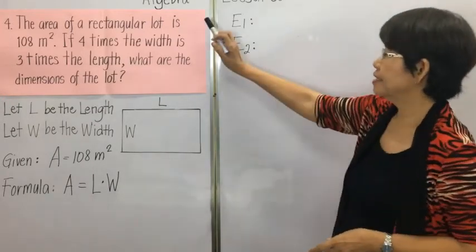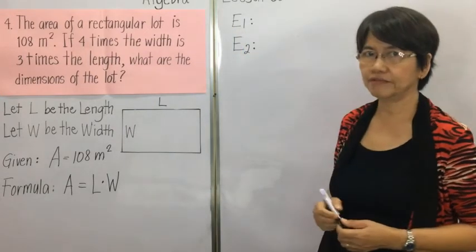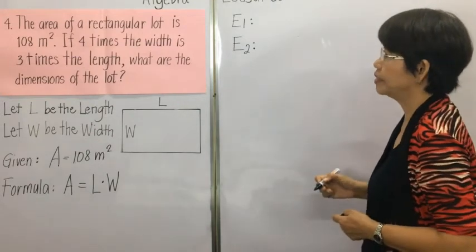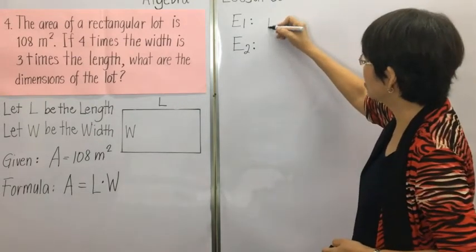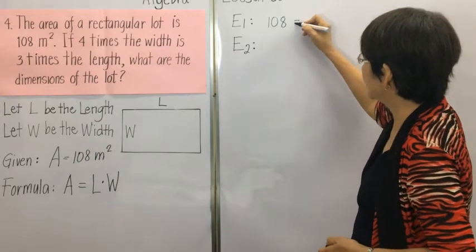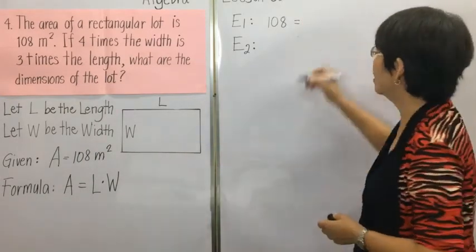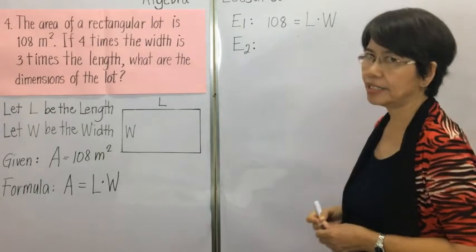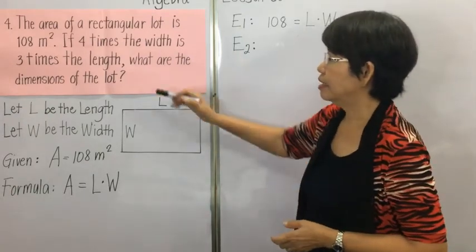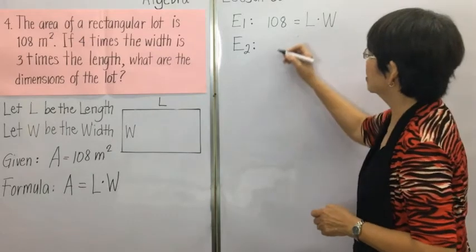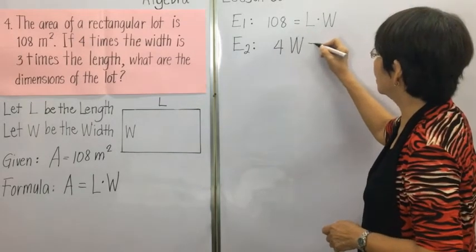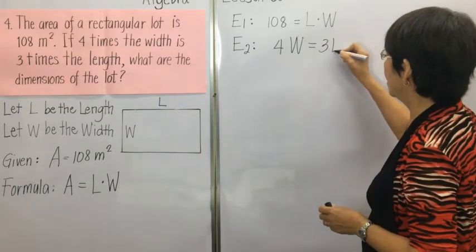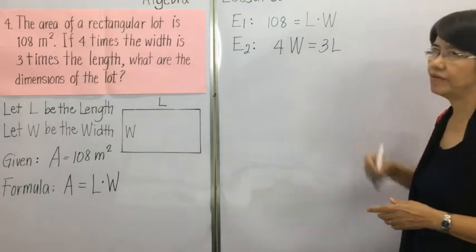So the first equation will be from the first sentence. The area of a rectangular lot is 108 meters squared. So we will substitute 108 for the area in the area formula. It's equal to length times the width. And then the second sentence will be translated as 4 times the width is equal to 3 times the length. So 3L. And then we will simplify this.